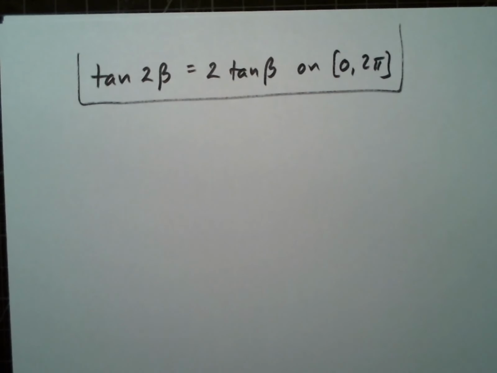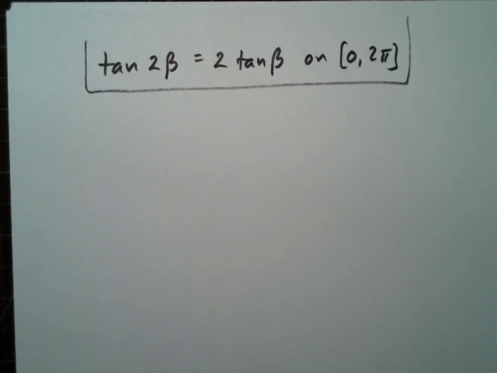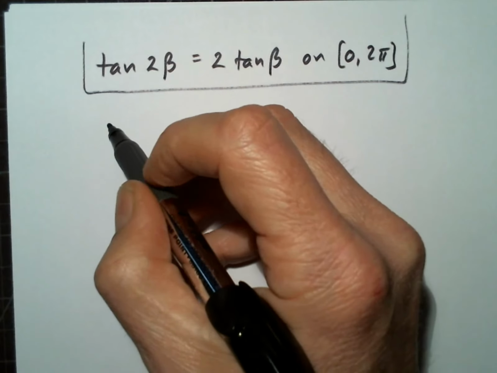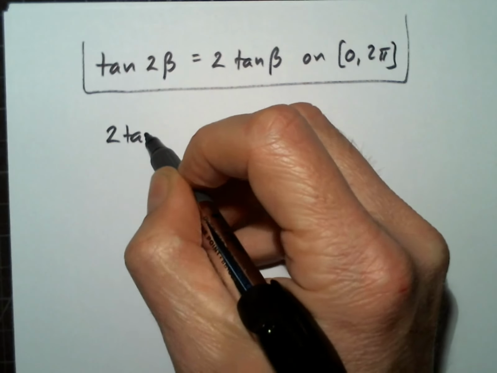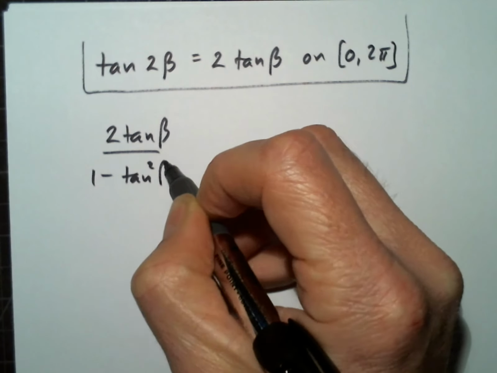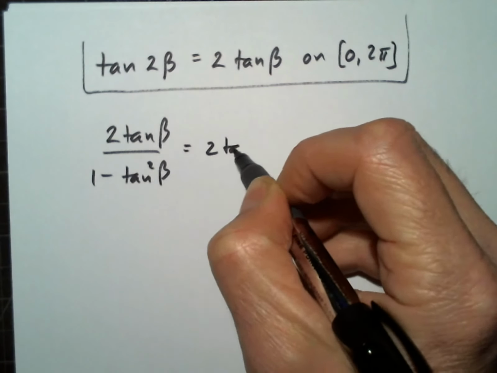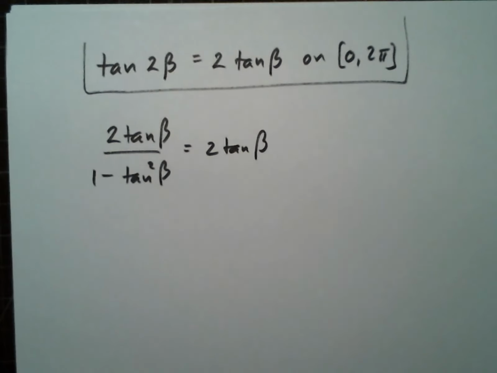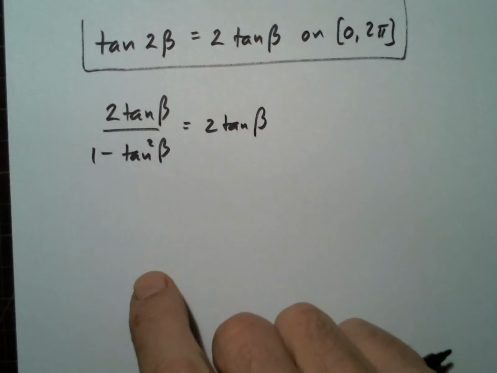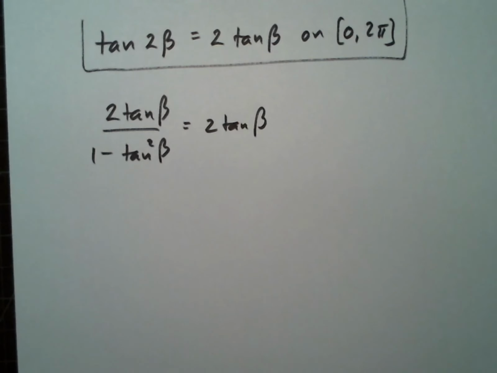I'll just do the same thing here, replace the tan 2 beta with its identity. Pause the video and try that one. Tan 2 beta is going to be 2 tan beta over 1 minus tan squared, minus, let's multiply both sides by the denominator.